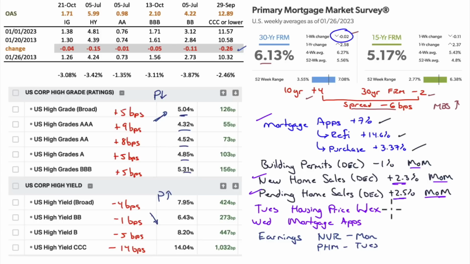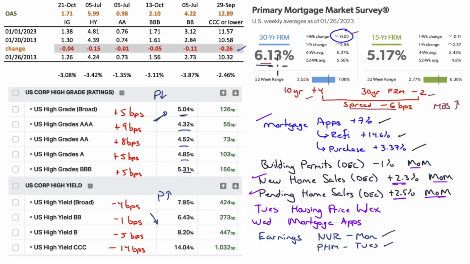Tuesday we get the housing price index, and of course every Wednesday you get mortgage apps. For home builders this week, we have NVR on Monday and Pulte on Tuesday. D.R. Horton already reported earnings. Again, another great quarter as far as earnings were concerned. So housing seems to be sort of stabilizing and recovering at this point.